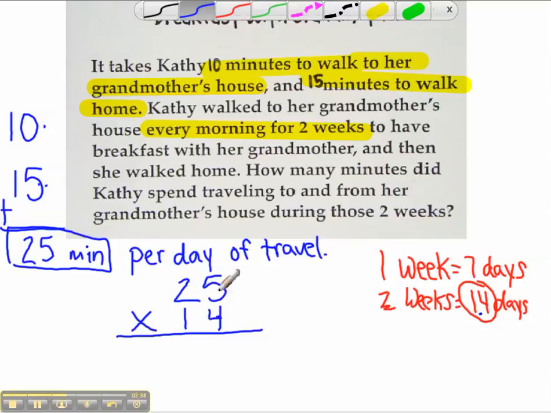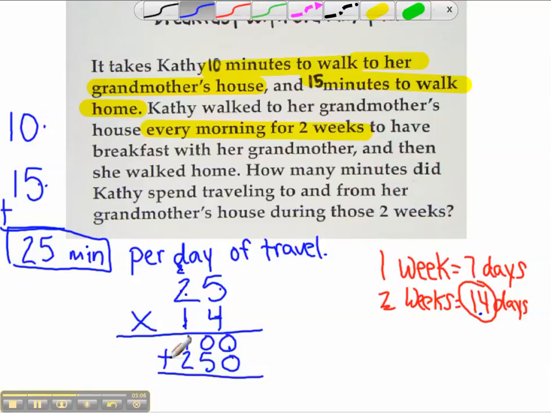4 times 5 is 20. And write the 2 up here, the 0 here. 4 times 2 is 8. Add the 2 on here, 9, 10. Then you're going to go to the tens place. In order to do that, you've got to put a placeholder. You put a 0 right there. 1 times 5 is 5, and 1 times 2 is 2.